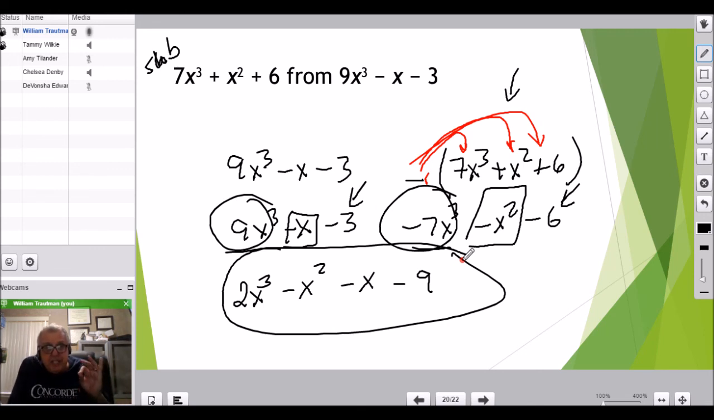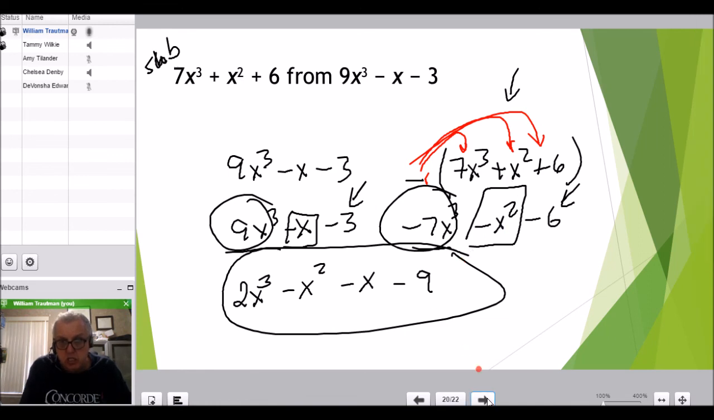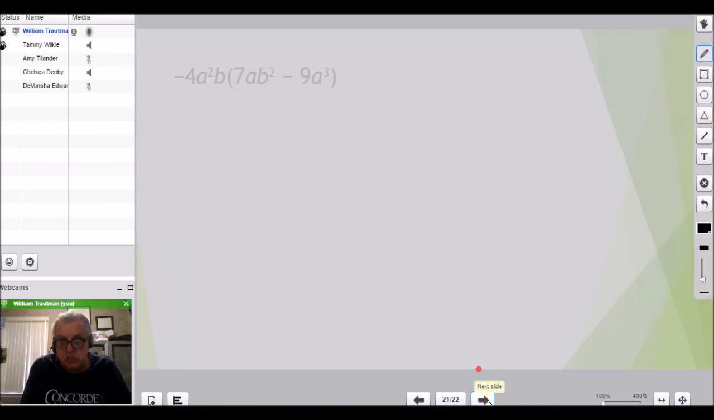You can only add numbers in front when the terms are the same. It's like adding 2x plus 2x. The x's have to be the same. You cannot add 2x plus 3y. The stuff after the number is different. So you can only add like terms. That's when the stuff after the number is the same, you can combine those and add those. 2 more questions.